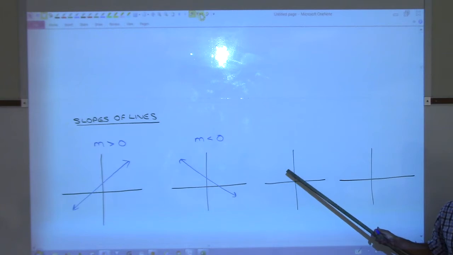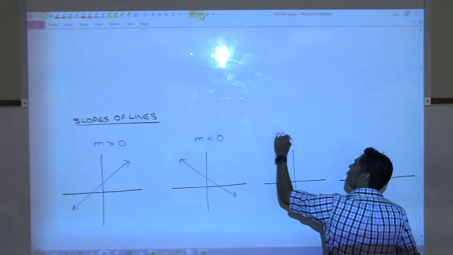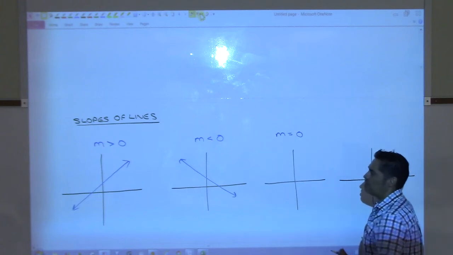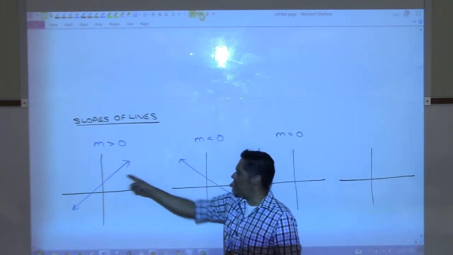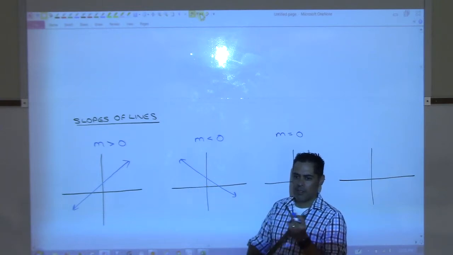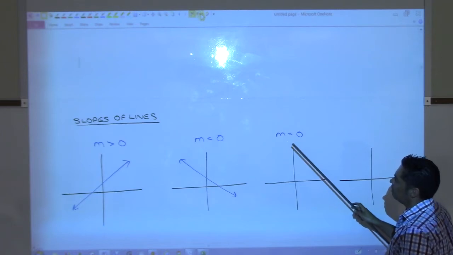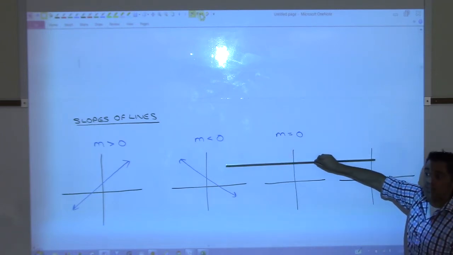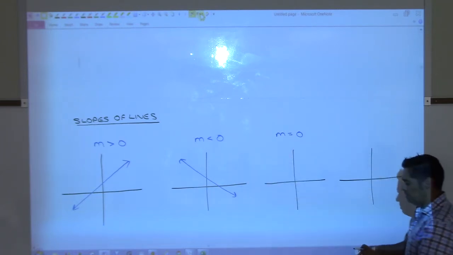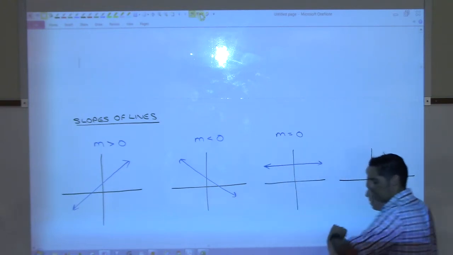What about if it's 0? What if your slope is 0? Straight line. Well, okay, so be careful when you say straight line, because this is a straight line and this is a straight line. I think what you mean is... Okay, so if the slope is 0, it's actually a horizontal line. Okay, it's horizontal. So it'll go like this, all right, horizontal.